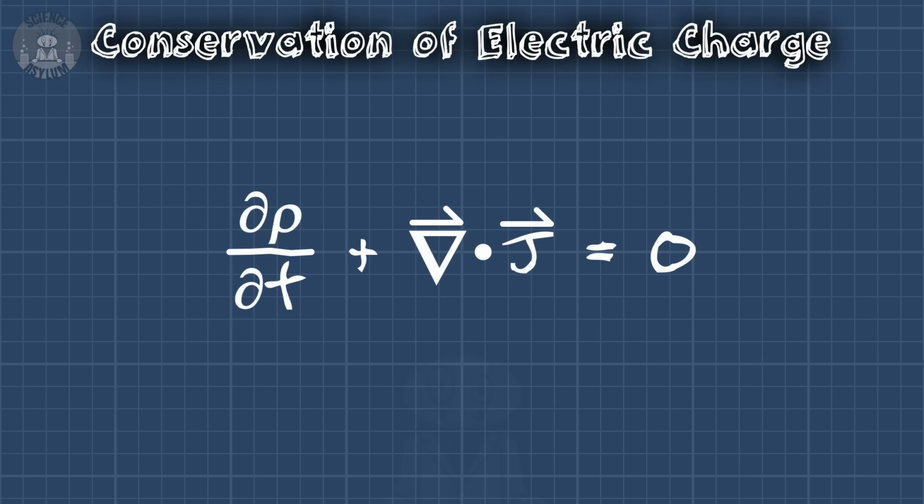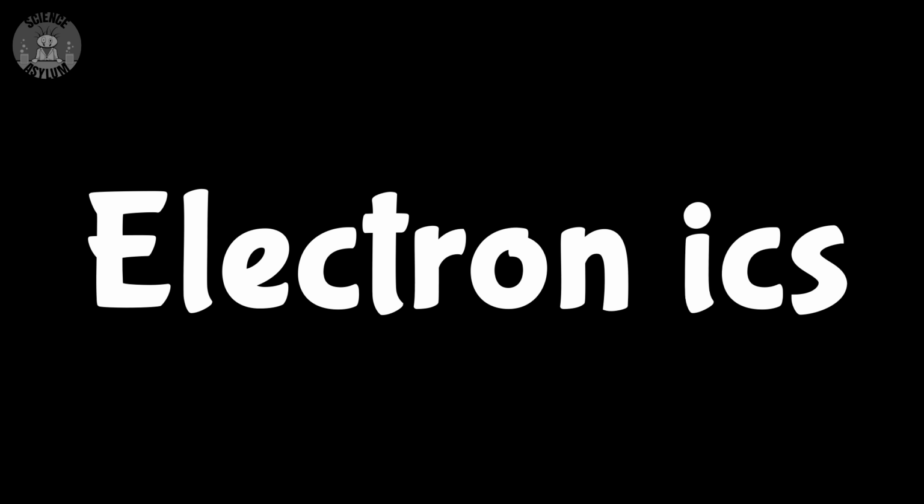Electric charge can't be created or destroyed, so we know any change in density is the result of a flow. And that flow is how all electronics work. That's why we call it electronics. They're based on the flow of electrons. Circuit design is all about predicting where this electric current will go.